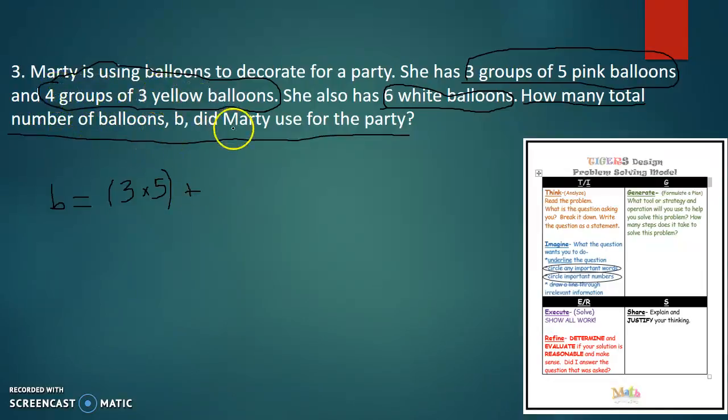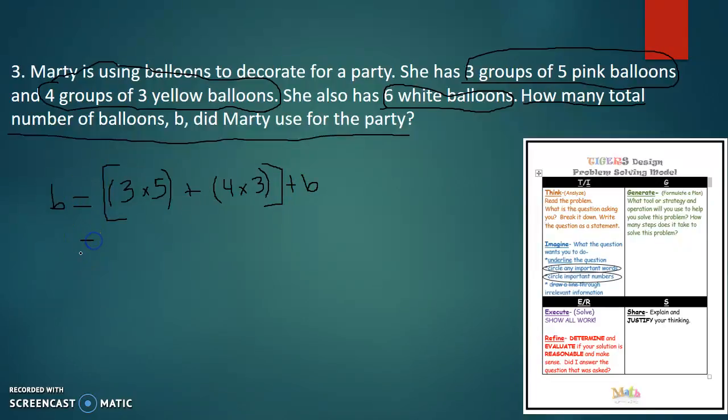4 groups of yellow balloons. So in my 4 groups, there are 3 in each group. So 4 times 3. Then it also told me that she has 6 white balloons. That means in addition to. So I need to add plus 6. And I'm going to put this information in a bracket to show that I need to do all of this first before I do my plus 6.